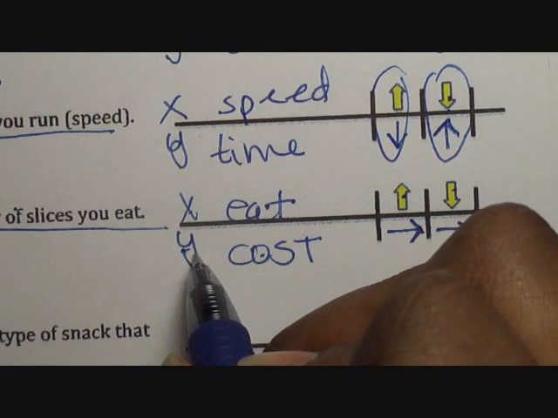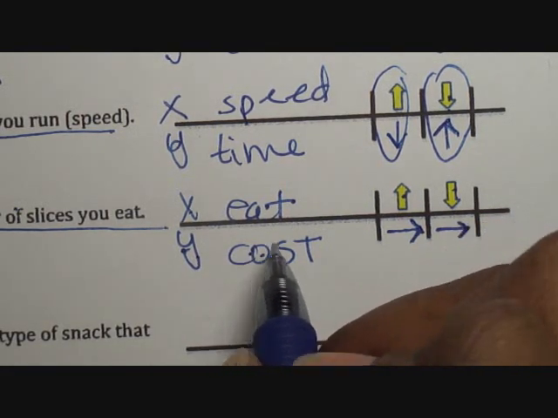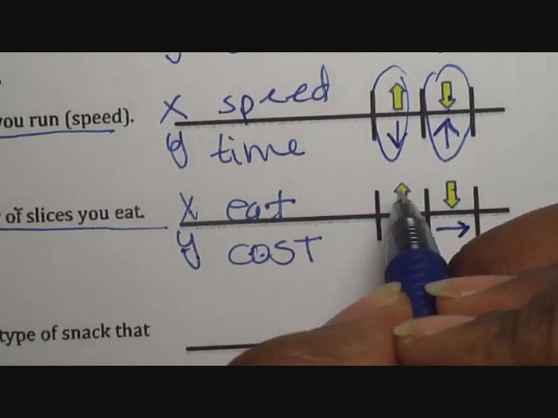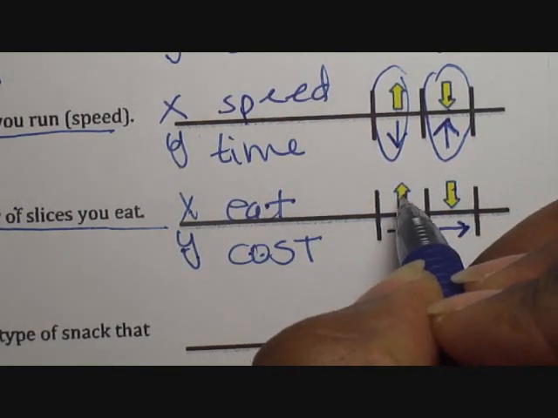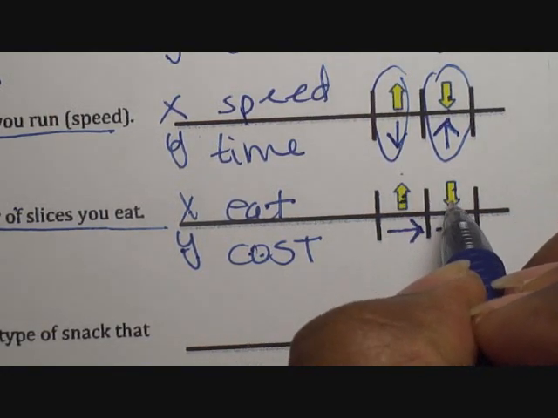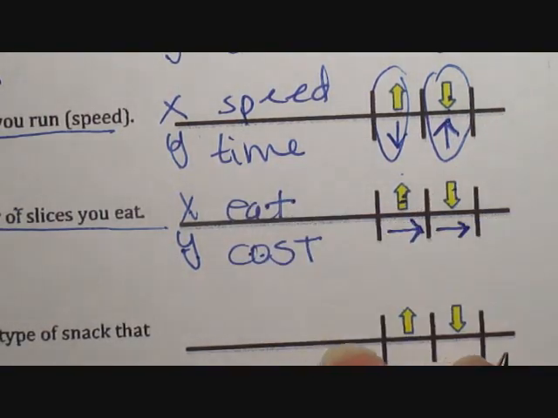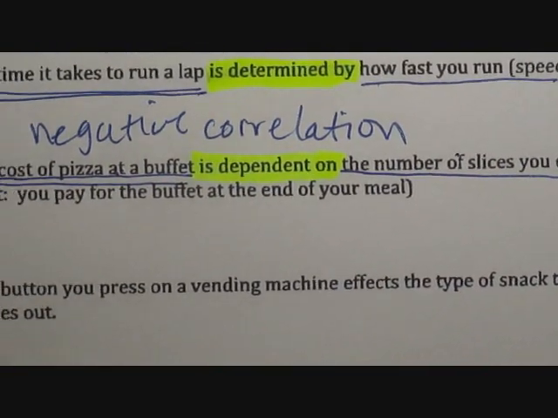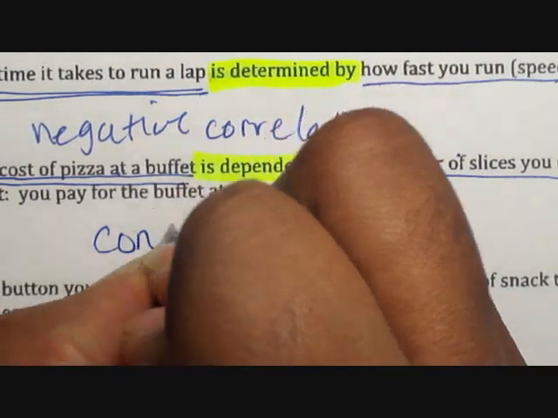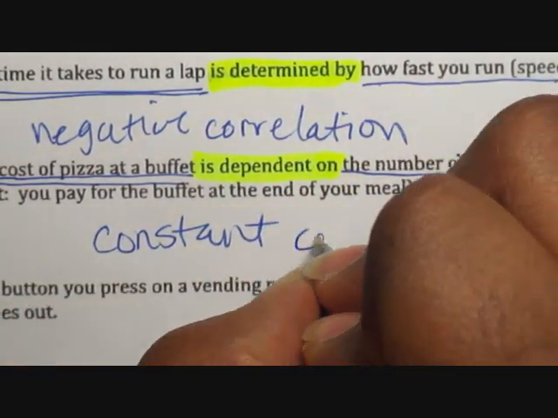But the cost of the buffet is going to be the same. When the dependent variable remains the same no matter whether I increase or decrease my independent variable, this is what we call a constant correlation.